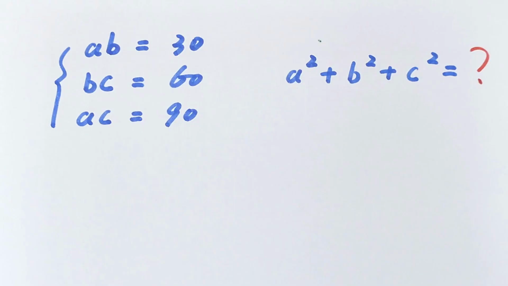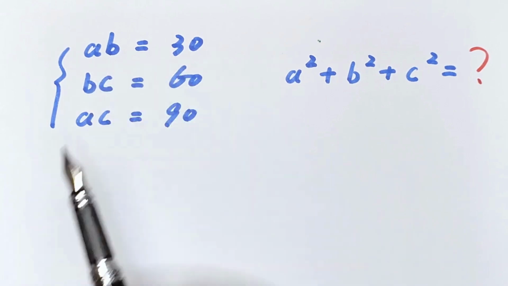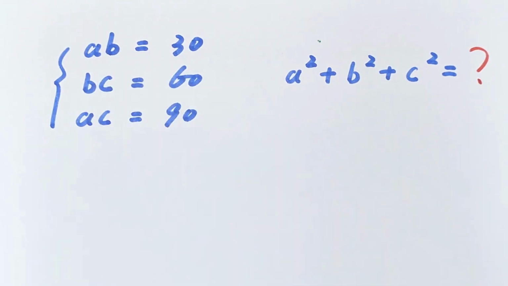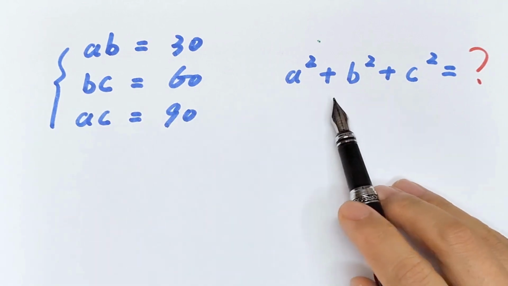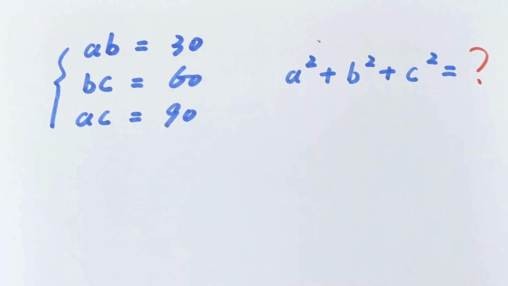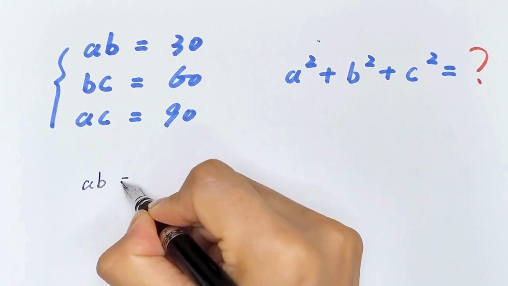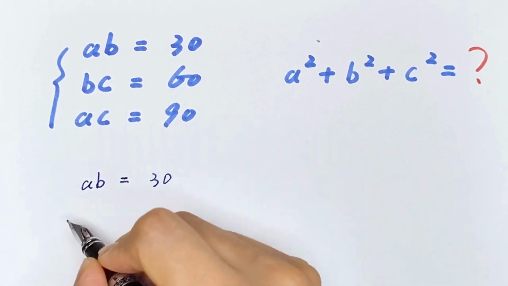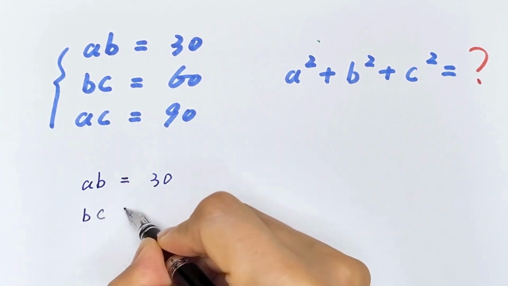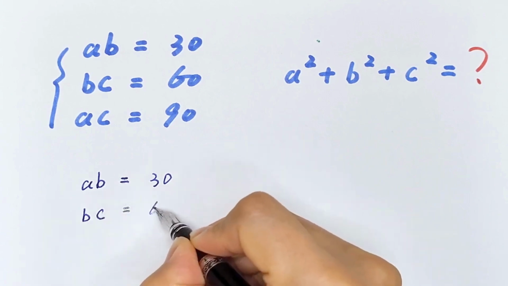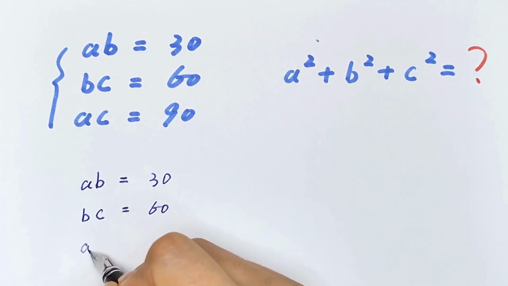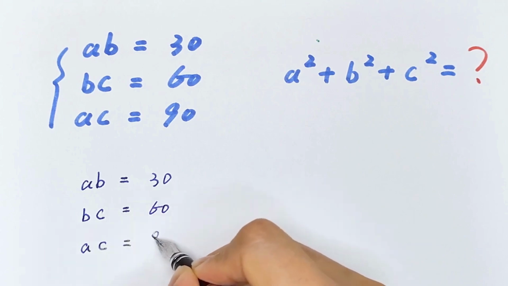Bye. Hello everyone. How to solve: AB is equal to 30, BC is equal to 60, AC is equal to 90. Then what is A squared plus B squared plus C squared? Step 1. From AB is equal to 30, BC is equal to 60, AC is equal to 90.